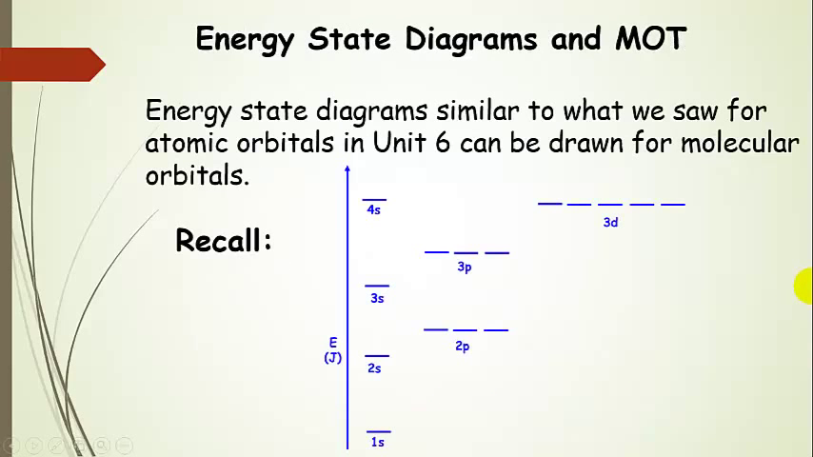Remember the energy state diagrams that we were writing for multi-electron atoms in Unit 6. We ranked the orbitals in order of energy. Here's the 1s at the lowest energy. Next is the 2s, then the 2p's, 3s, 3p's, and then the 4s and the 3d were similar in energy. That's from Unit 6, and that's for multi-electron atoms.